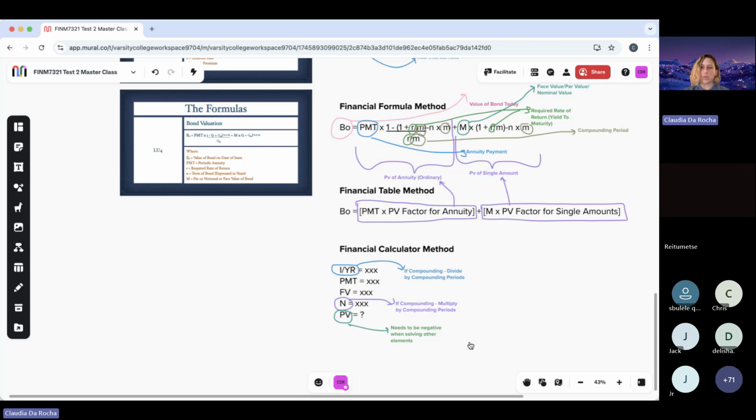Okay, so the bond ones are mostly tricky. Yes, so Matthew's question is whether there's no learning unit 5. No. Test 2 is only on learning unit 3 and learning unit 4 only. Okay, that's a change from last year. It's only 3 and 4.